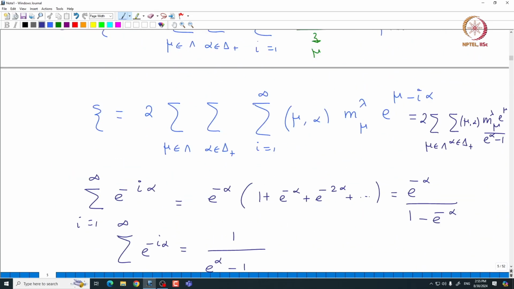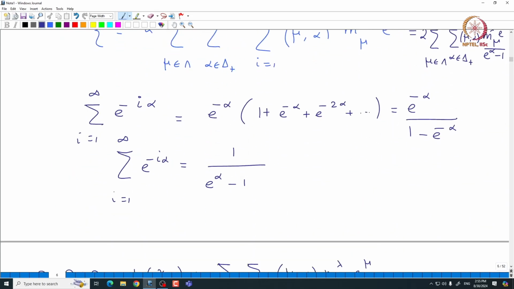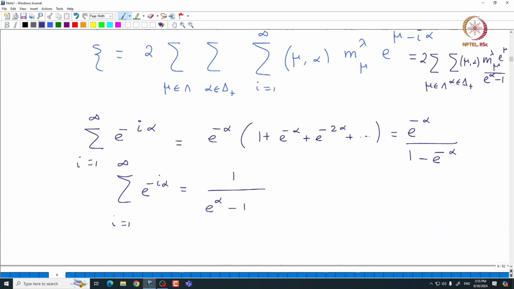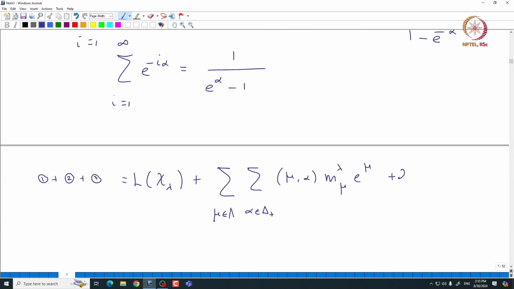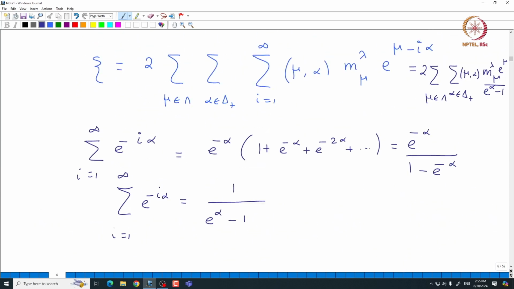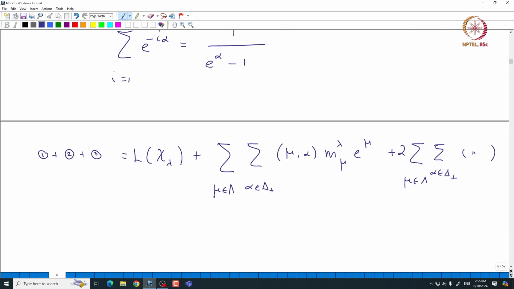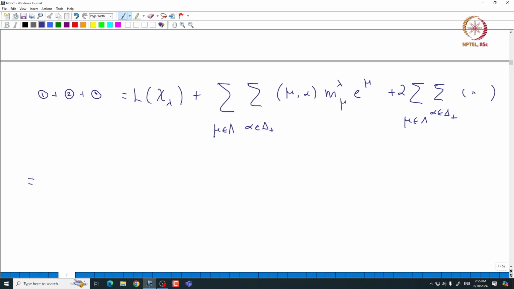Now if we take this xi, which is the third sum, then you can rewrite this again as twice summation mu in lambda, summation alpha in delta plus and whatever the term that we have. But note that this e power mu coefficient you can collect together and then see what it is exactly. If you do that, this is exactly L of chi lambda. So, this thing you can add with this.